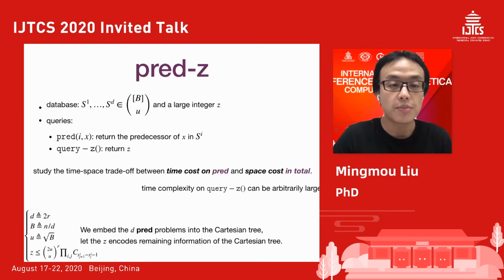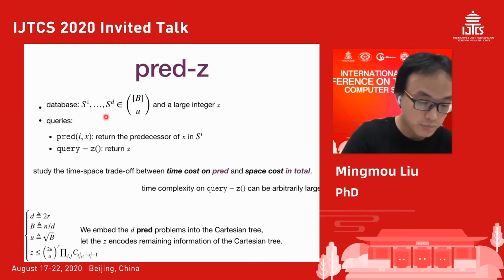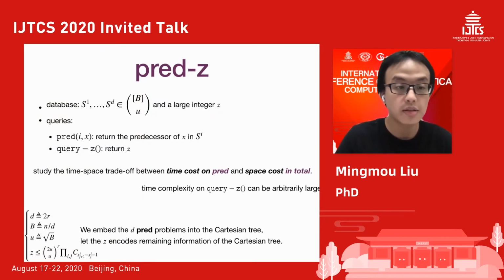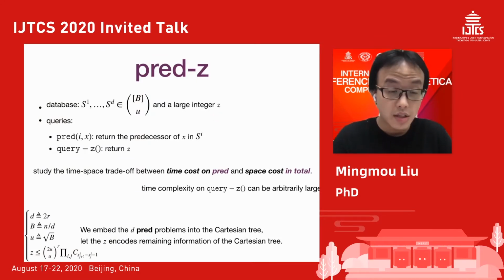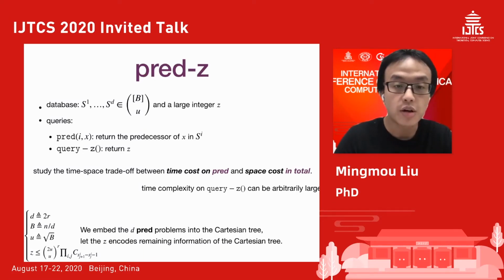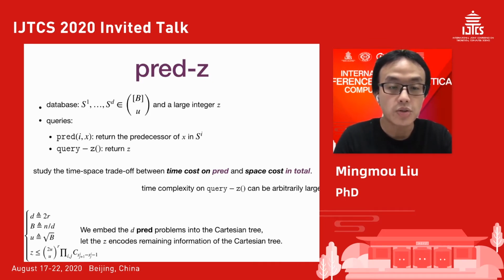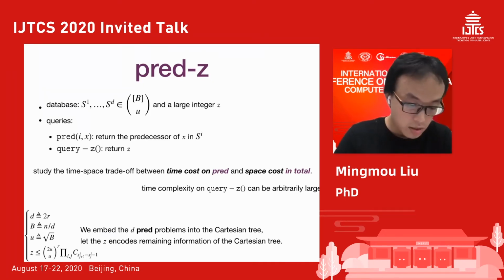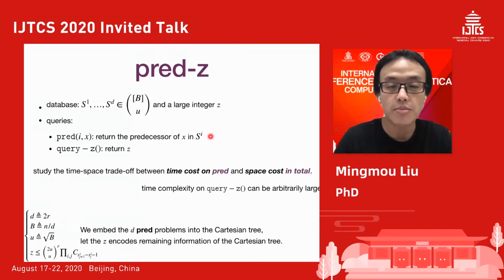Formally speaking, the database of pretty Z consists of D subproblems and a large integer Z. Each of the subproblems is a set of U distinct elements from a universe of size B. Pretty Z requires the data structures to answer two kinds of queries: execute predecessor search in some subproblem, or return the Z. We care about the time-space trade-off between the time cost on predecessor search and the space cost in total. Note that the time complexity on query Z can be arbitrarily large.